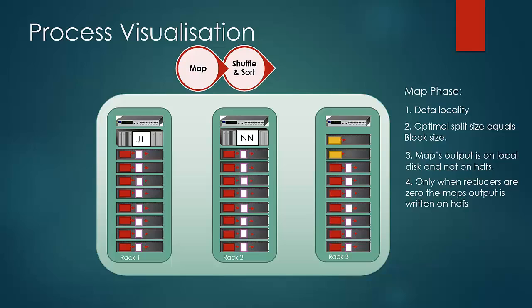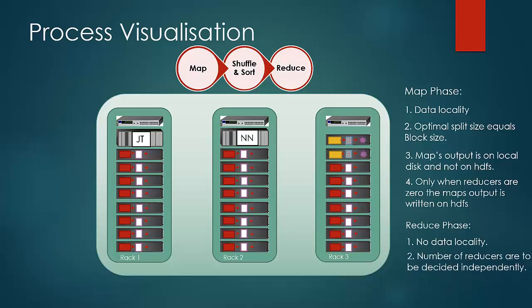Then comes the reduce phase. As you can see, the reducer won't get the data locally. It would be fetched from the network. The second thing to be noted is that the number of reducers is not decided based on the input size, like in the case of maps, where it depends on input size and split size. The number of reducers is decided independently.